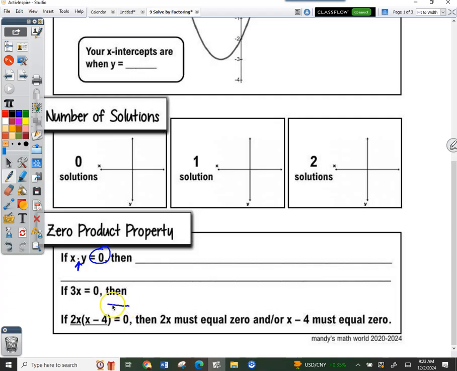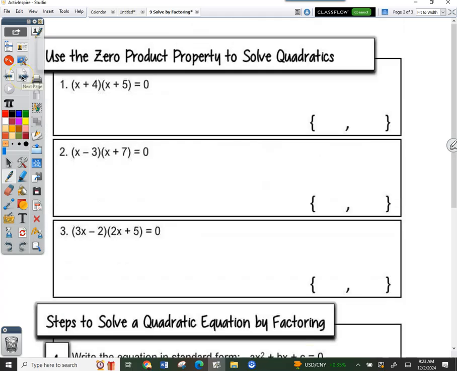So we said, let's make it ugly. This crap times this crap equals 0. So what does that mean? 1 or the other or both has to equal 0, right? So either this crap equals 0 or the other must equal 0. Which brings us to the zero product property.